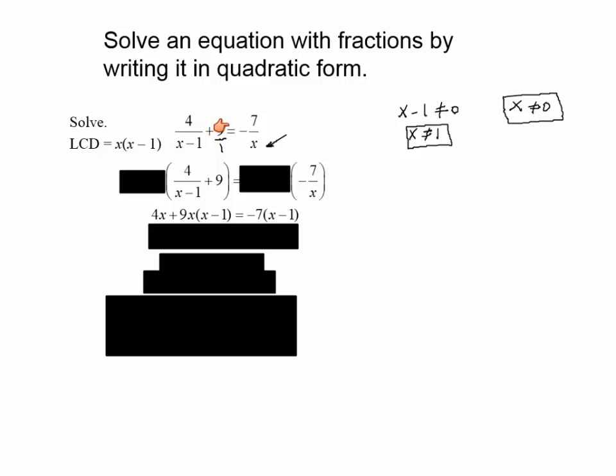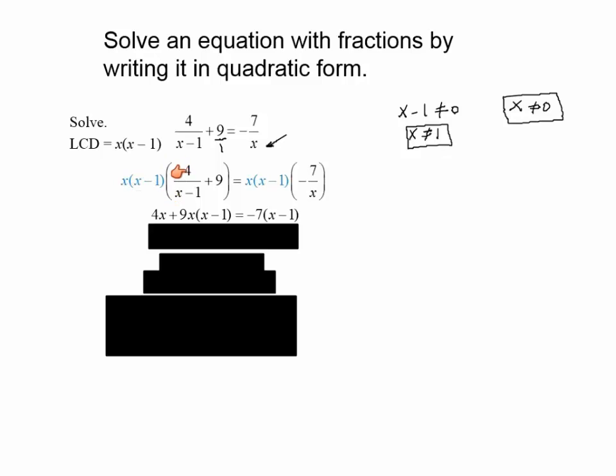So here we have 1, 2, 3 terms. So I'm going to multiply each term by x times x minus 1. So in this case, if I distribute this, x minus 1 reduces.